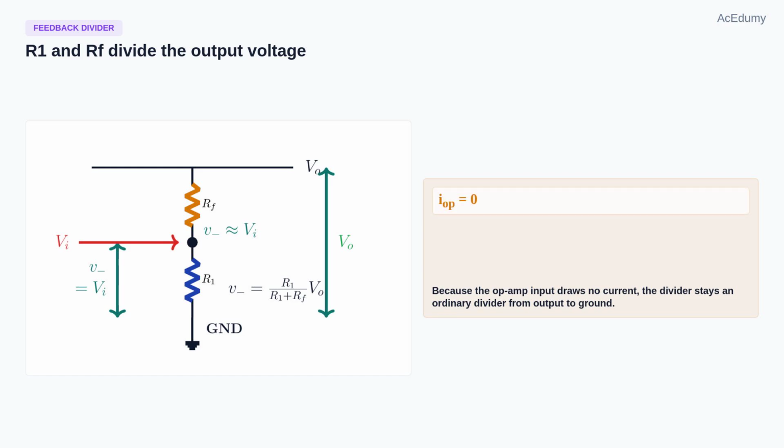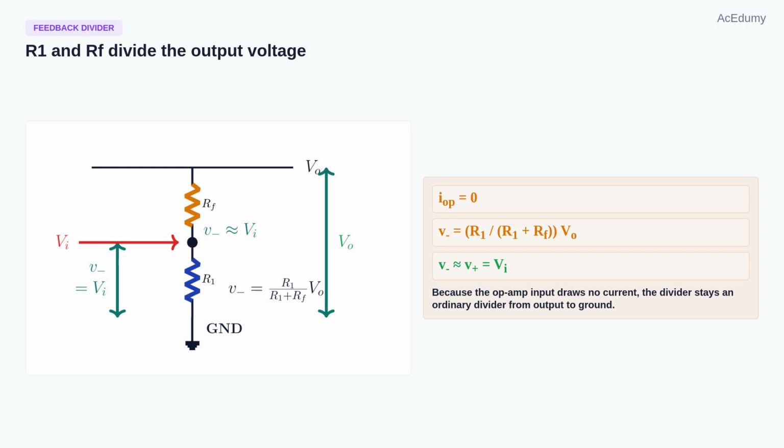Now look at the two resistors. The op-amp input current is 0, so the minus input does not steal current from the divider. That means RF and R1 behave like an ordinary voltage divider between V output and ground. The voltage at the middle node is the fraction R1 over R1 plus RF multiplied by V output. But that same middle node is V minus, and feedback makes it approximately equal to Vi. This is the whole trick.